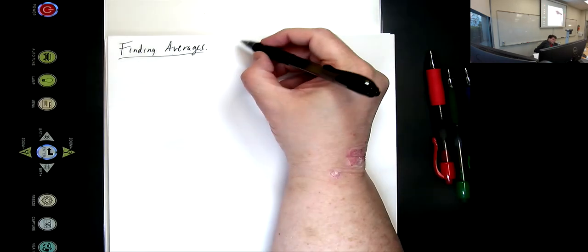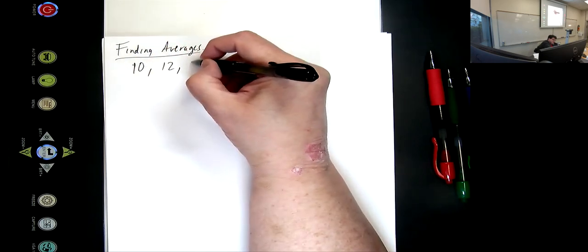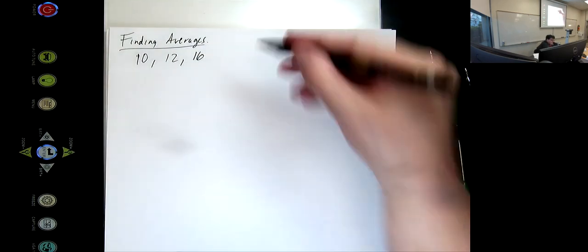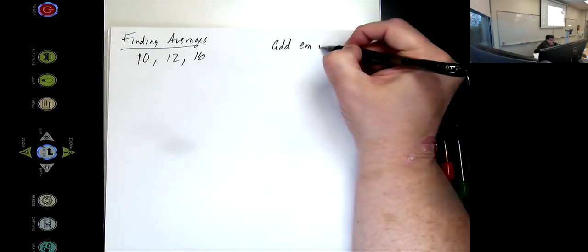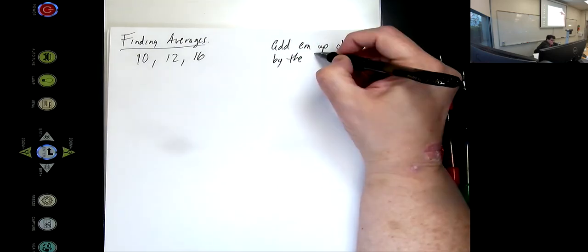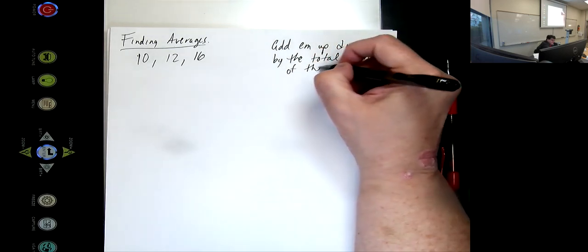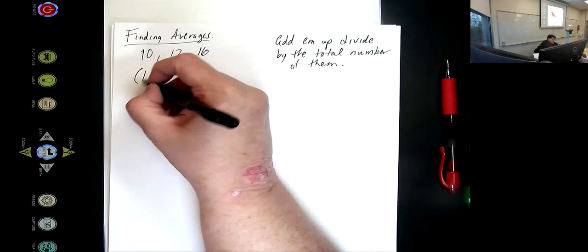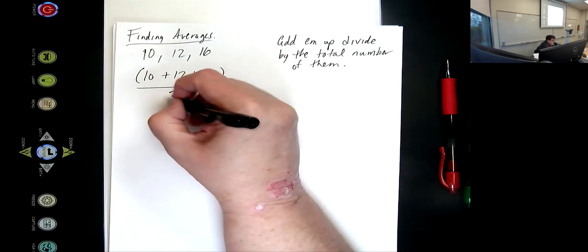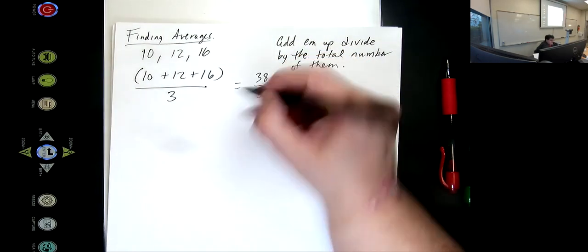So let's say you want the average of 10, 12, and, let's go, 16. You add them up, there's 3 of them, and divide by the total number of them. So the way they show it is that they'll do it like this. There's 3 of them, so I'm going to divide by 3. 10 plus 12 plus 16 is 38, divided by 3.